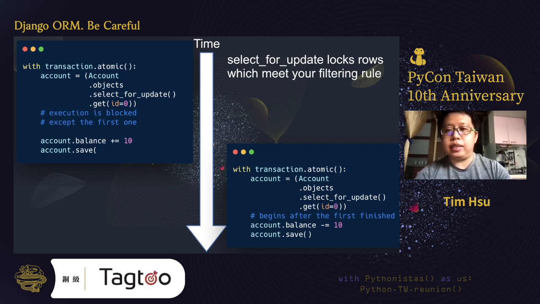The first process executes select_for_update as a lock on the database row. The second process blocks while executing select_for_update until the first process commits the transaction.